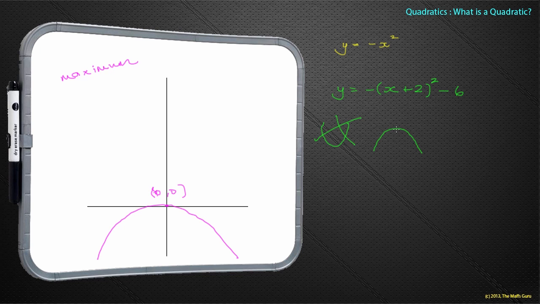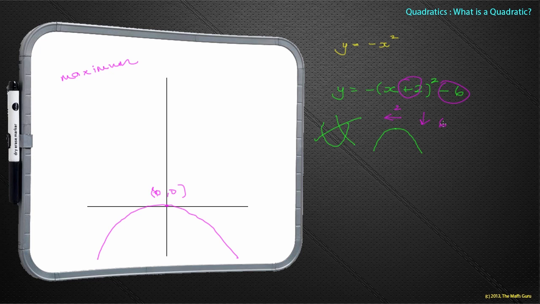Can I find the point here? Can I find its maximum point? Yes, I can. Because what do we know? Well, we've got this value inside with the x, which is the opposite of what I'm expecting. So plus 2 would actually move it to the left 2 places. And this minus 6 works in the right way, all right, because it's a vertical movement. And so it's going to move it down 6.